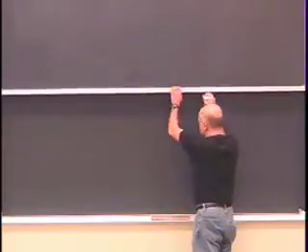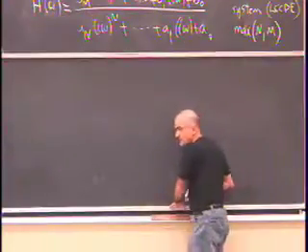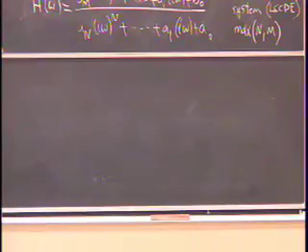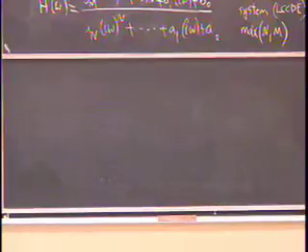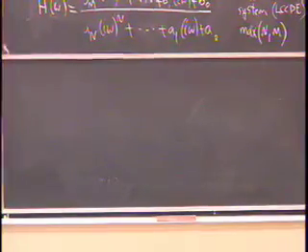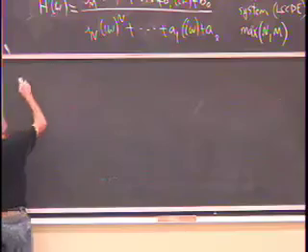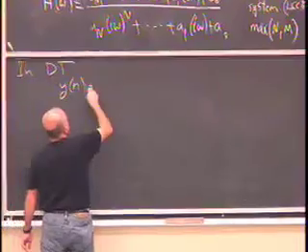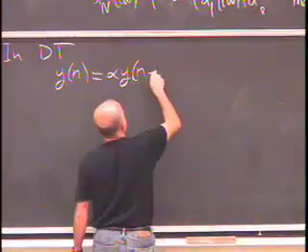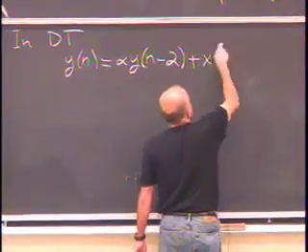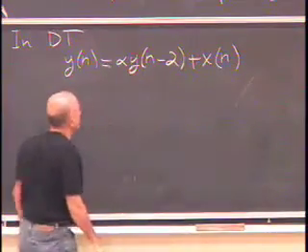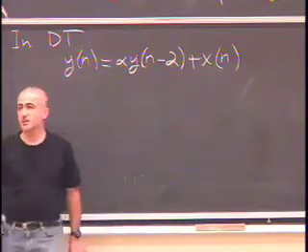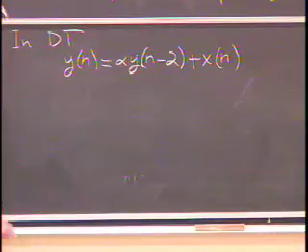Now, you might say, okay, what is all this order business? In discrete time, what was descriptive of the order? What determined the order? When I had a difference equation, the biggest delay. In discrete time, when you had, for example, y of n equals alpha y of n minus 2 plus x of n, you looked at all the terms, and the one that had the largest delay determined the order of the system. So this is second order.